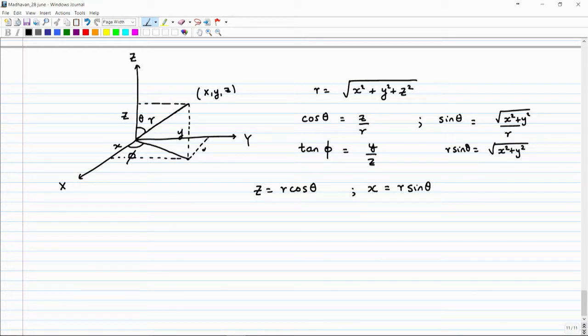I got this incorrect. So, this should be y by x. So, x will be r sin theta cos phi and y will be r sin theta sin phi. So, you can see that y by x is tan phi, and it satisfies this condition. So, this is the definition of the spherical polar coordinates.